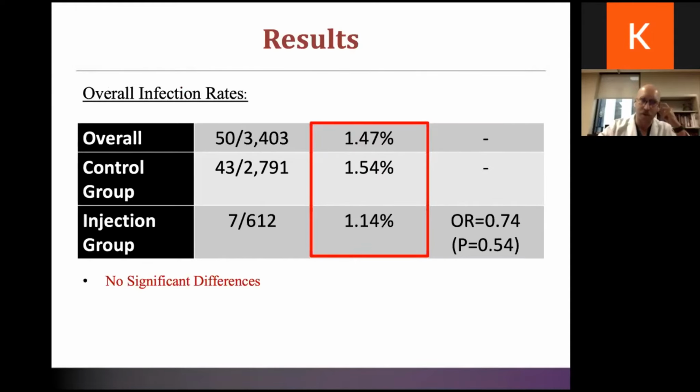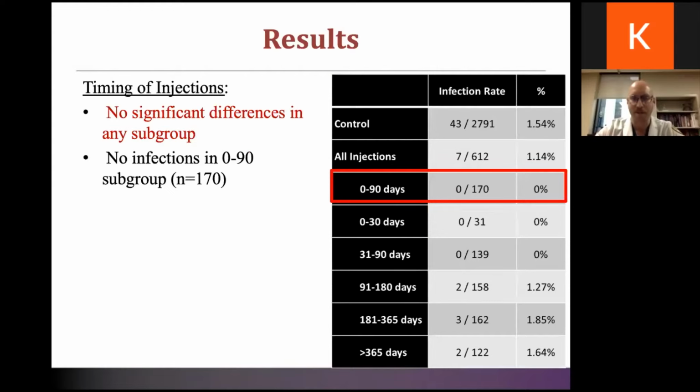So comparing our overall infection rate is 1.47%, which is on par with a lot of other previously published literature. And we didn't see any difference between our control and our injection groups here, no statistical difference. And breaking down by timing, we also tried to establish any temporal association between injections and infection. And we can see here there's no increased risk or significant differences in the 0 to 90, 0 to 30, or any of our time differences compared to our control groups.